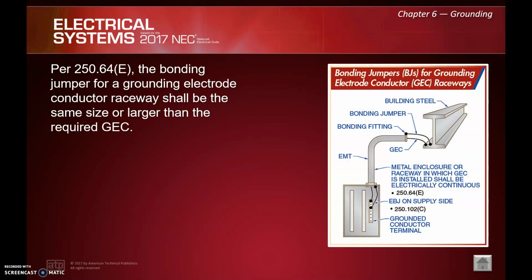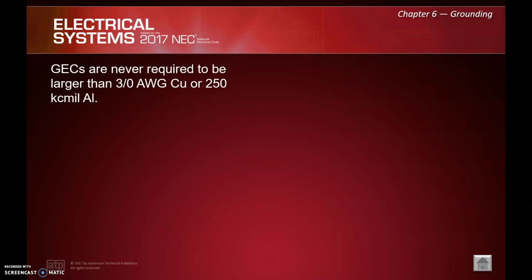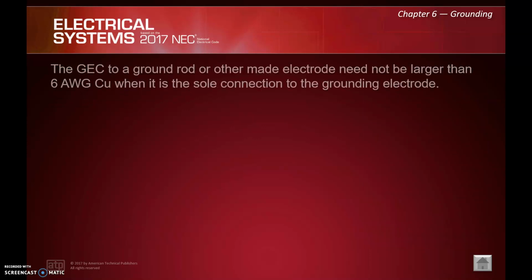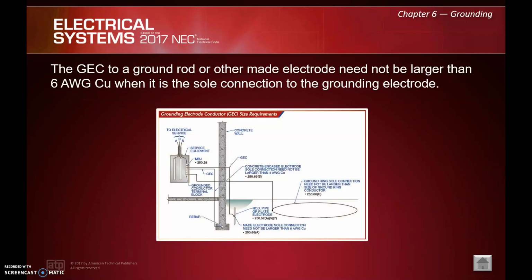Per 250.64, the bonding jumper for a grounding electrode conductor raceway shall be the same size or larger than the required grounding electrode conductor. Grounding electrode conductors are never required to be larger than 3/0 copper or 250 aluminum. That's a nice one to keep up your sleeve. Again, the specs may say differently, but by code, that's what we have.